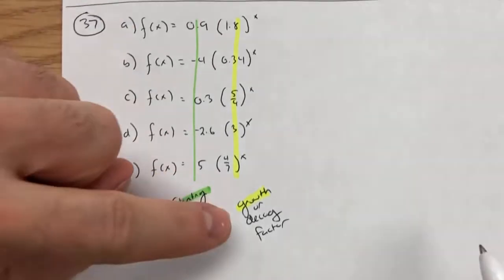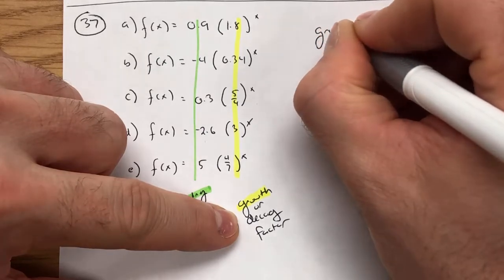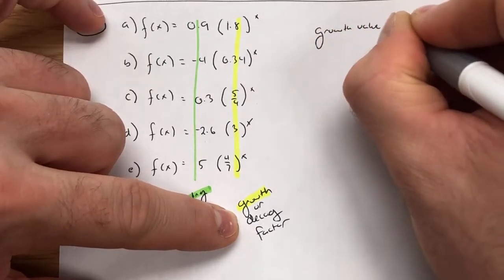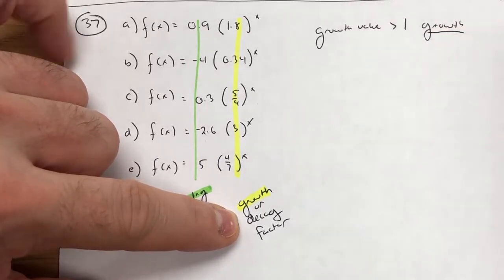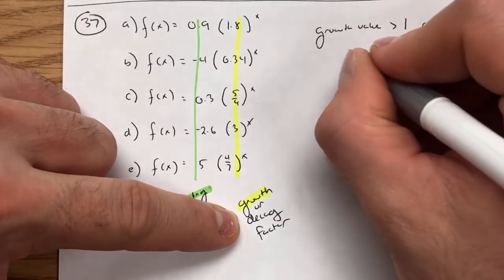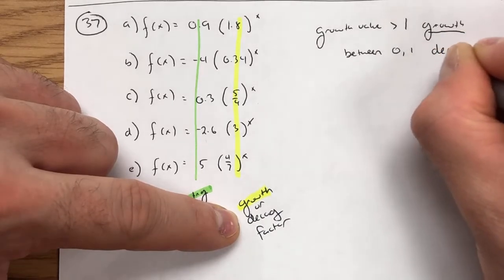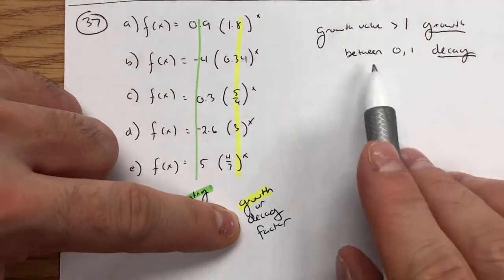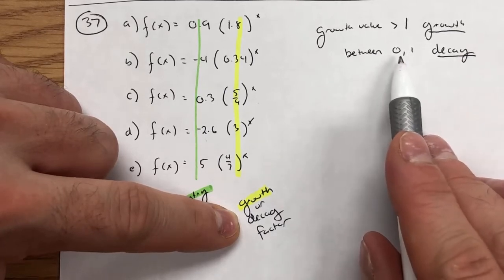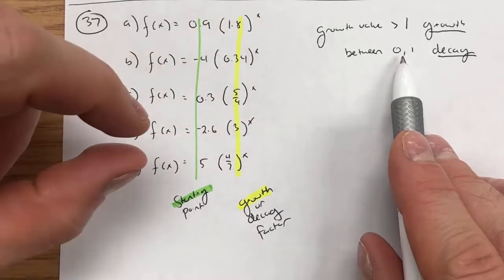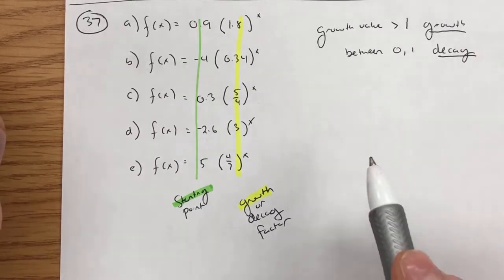So growth or decay factor explicitly states if this value, if the growth value is greater than 1, it is growth. Plain and simple. If that growth value is between 0 and 1, then it is decay. The idea is that if I multiply by a number between 0 and 1, let's say it's half, well, if I have a value of 1, half of that is half, half of that is a quarter, half of that is an eighth. I get smaller and smaller and smaller, hence decay.